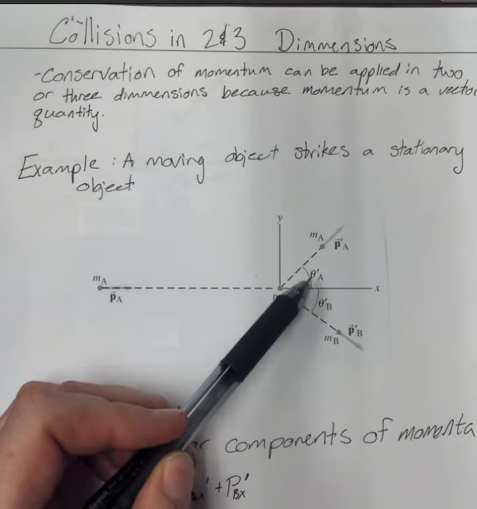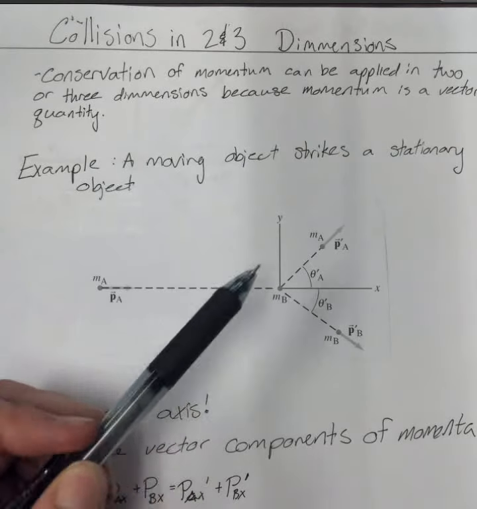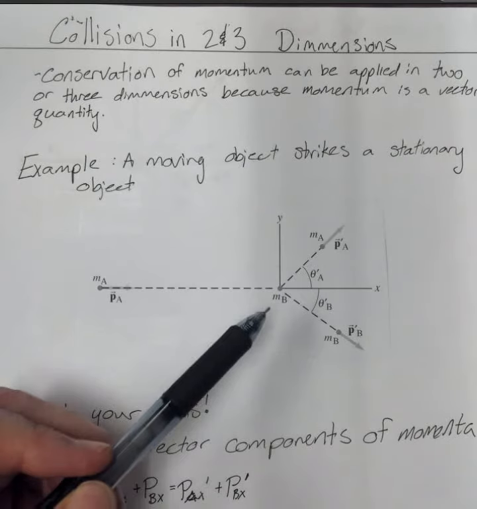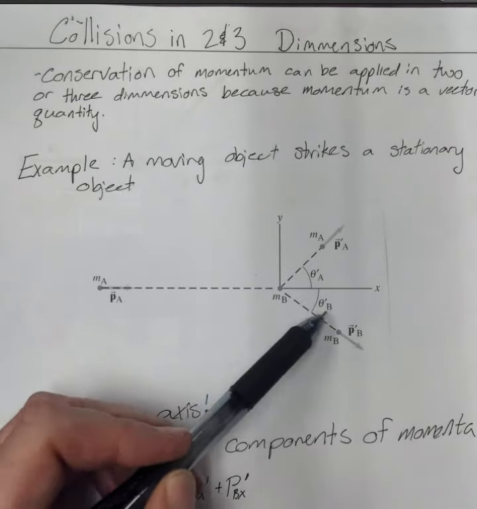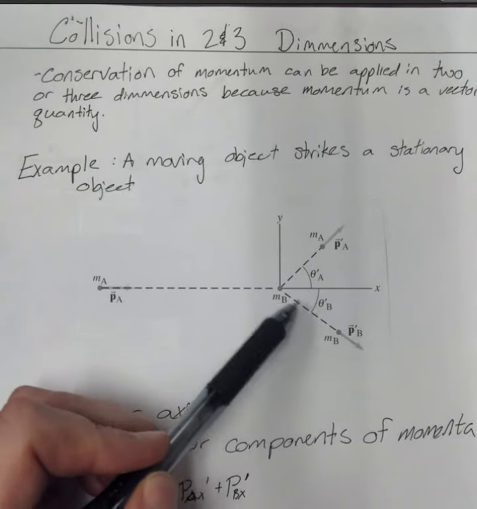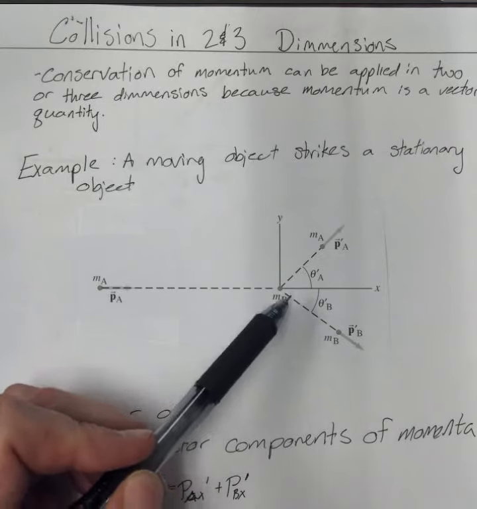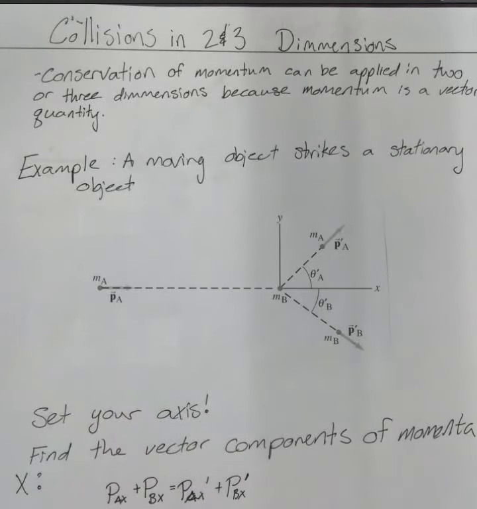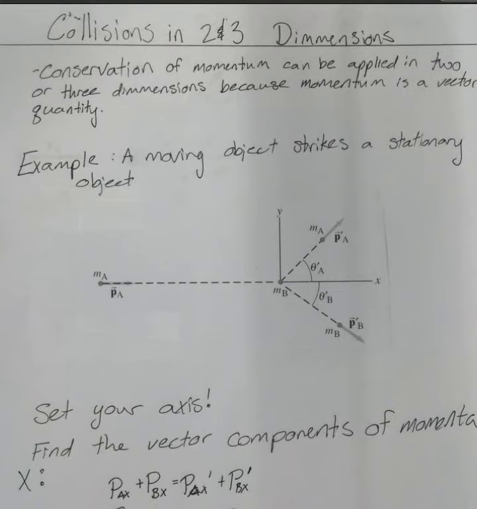We could call theta prime A the angle that the object A moves off in after the collision, and we could call theta prime B the angle that object B moves off in a different direction. And even though this is happening in 2 dimensions, we know for sure that the momentum is still conserved. It's just being conserved in more than one direction.